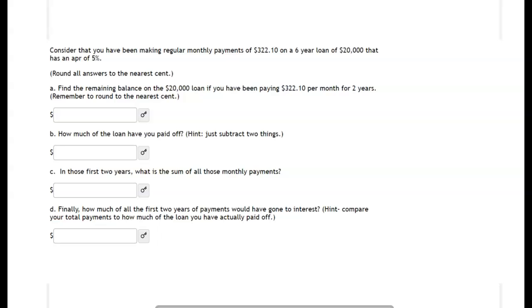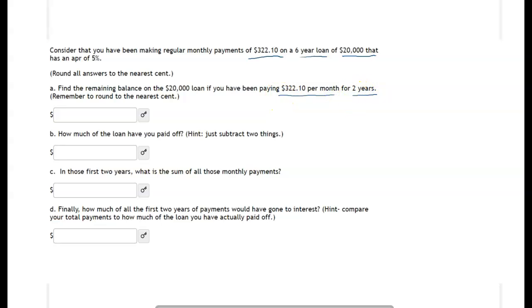So let's think about this problem. It's telling us what the monthly payment is already, $322 on a 6-year loan, and it tells us what the loan amount is. Typically we've either been given the loan amount and asked to find the payment, or we've been given the payment and asked how much of a loan we can afford. This one gives us all of that. All of the facts are there. We know the initial balance, and we've been paying $322 per month for 2 years.